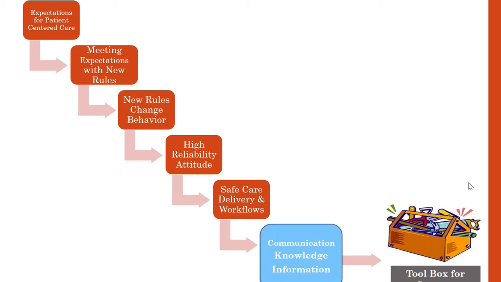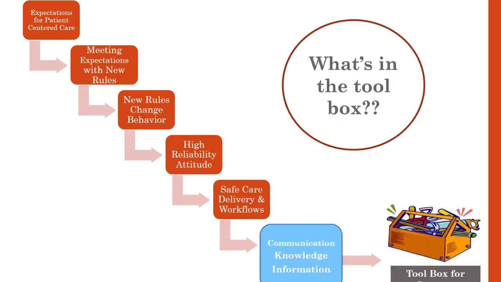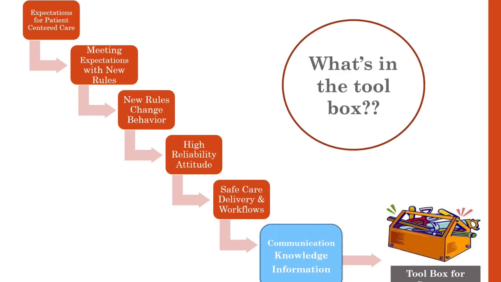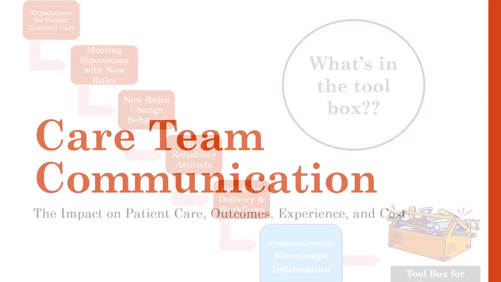But really what we're getting to here is, there's a toolbox for success that helps all organizations get through the process of becoming highly reliable. But more importantly, we're interested in what's in the toolbox, and that's what we're going to talk about in a little bit more detail, specifically what's in the toolbox that's going to help organizations go through this process.